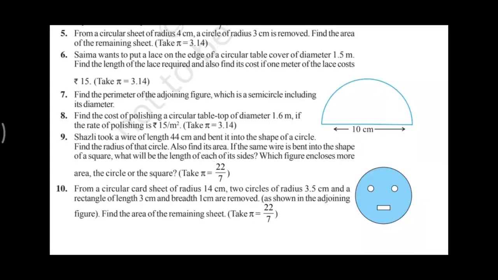Now this is question number 10. From a circular card sheet of radius 14 centimeter, two circles of radius 3.5 centimeter and a rectangle of length 3 centimeter and breadth 1 centimeter are removed. Now here find the area of the remaining sheet. So first of all we will find out one by one the area of both circles and then the rectangle, and after that we will subtract this area of small circles and rectangle from the big circle, and then we will find the area of the remaining sheet. Now let us find out.